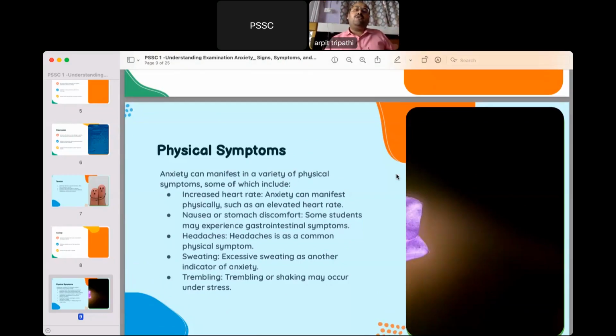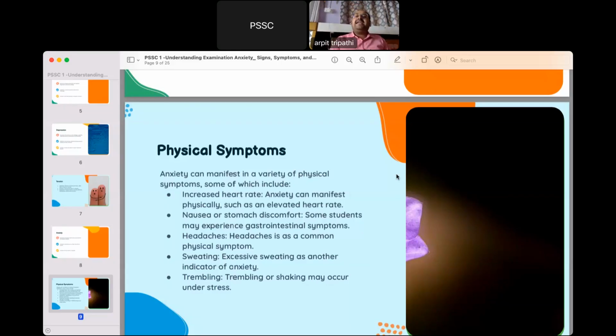And you may refer the child to the counselor to talk, or you may talk to them yourself, and you may inform the parent that this child is facing examination anxiety, so that they can seek help from someone. I believe it is clear to you all. Okay, let us talk about physical symptoms.